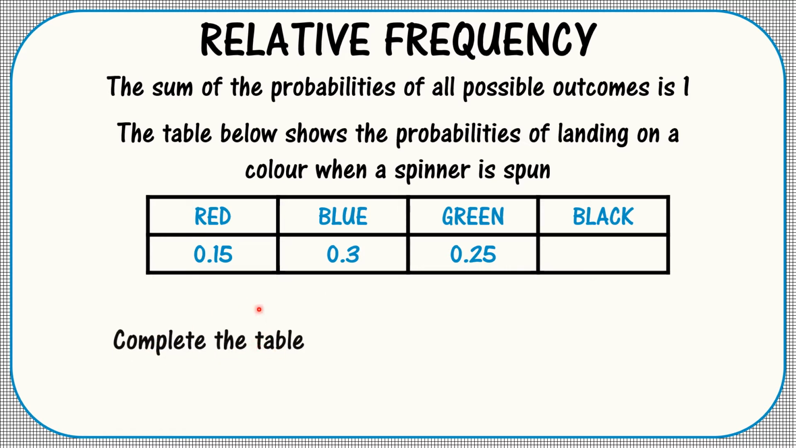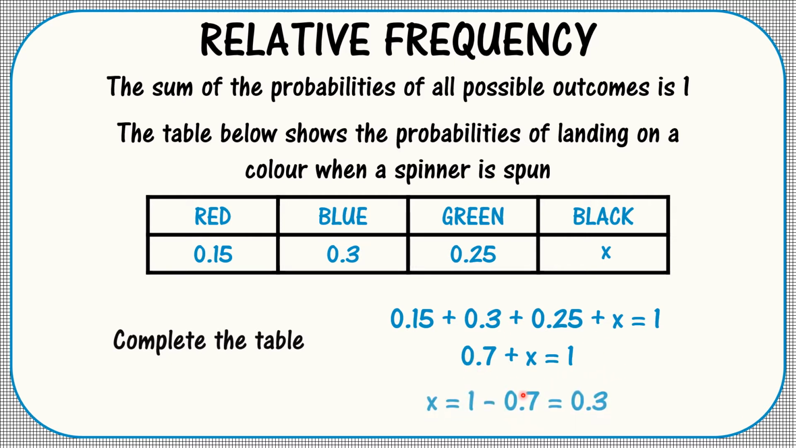Complete the table. So what we need to understand is that all of these probabilities added together will equal 1. Therefore, we'll put the value of black as x, which is an unknown, which is what we are trying to work out. Therefore, 0.15 plus 0.3 plus 0.25 plus this value of x is equal to 1. Once you tidy this up, you'll get 0.7 plus x equals 1. What you would do is take this 0.7 to the other side. If on this side it is positive, on the other side it becomes negative. Therefore, x is equal to 1 minus this 0.7, which is equal to 0.3. So therefore, we can replace this value of x with 0.3.